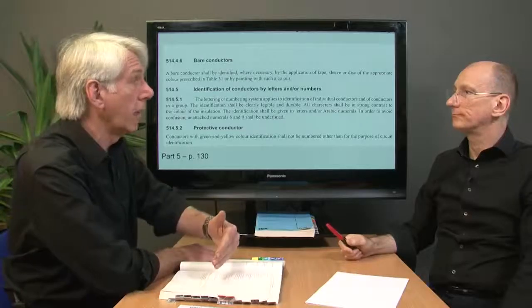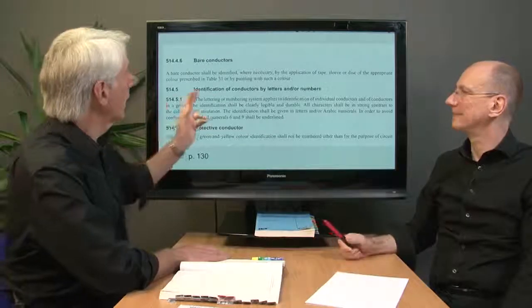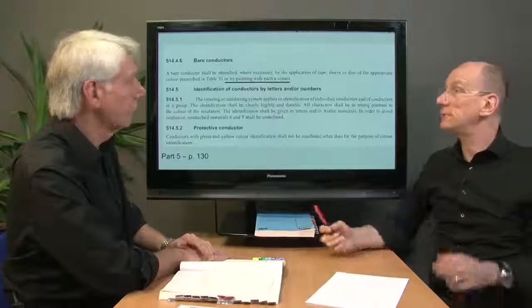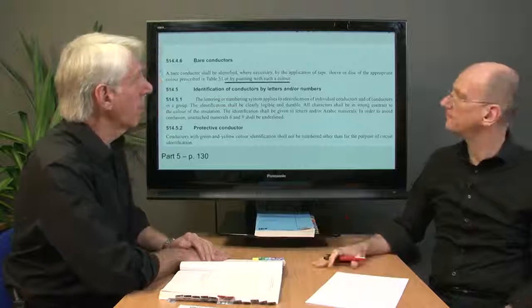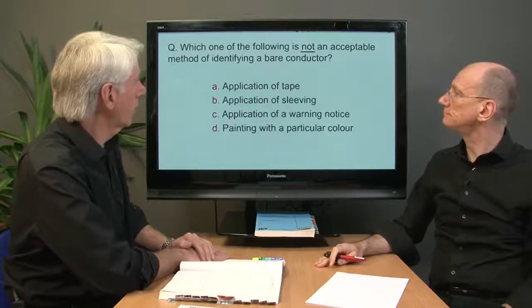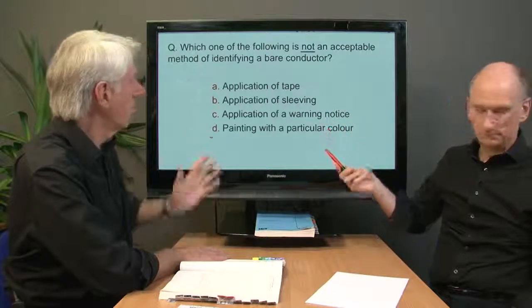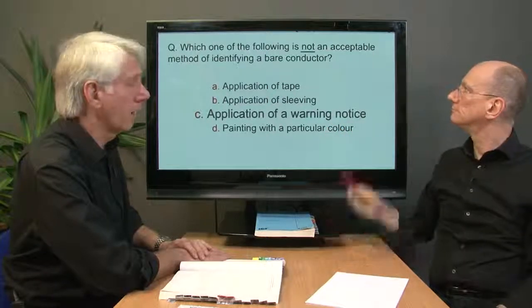You might at this point dive off excitedly, but if you keep reading a few more words, it says "or by painting with such a colour." So that is permitted. Now we go back to the question, and we can pretty much sort it out. We know tape's okay, we know sleeving's okay, and we know painting's okay. Therefore, application of a warning notice is the one that's not.